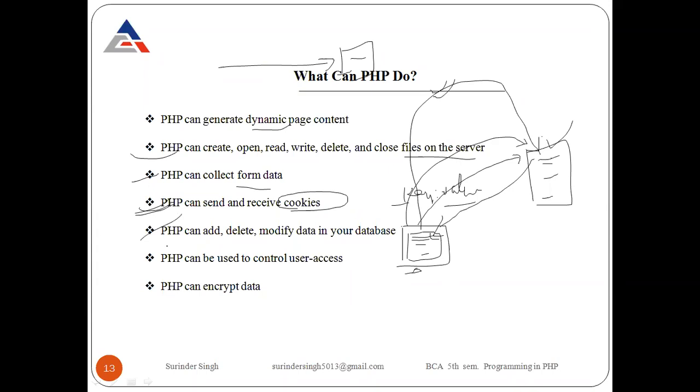The next point is that PHP can add, delete, and modify data in your database. Obviously, we can connect to the database and perform all operations like updation, deletion, insertion. PHP can be used to control user access. You can restrict user access to a particular portion of the database or the web page. Clear? PHP can encrypt data. You can also perform encryption with PHP. Encryption is where we encode the data for security purposes. Clear?